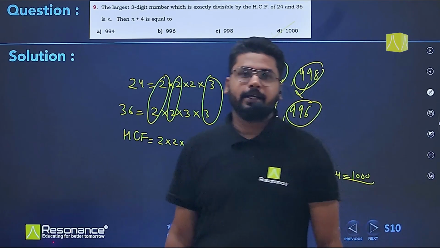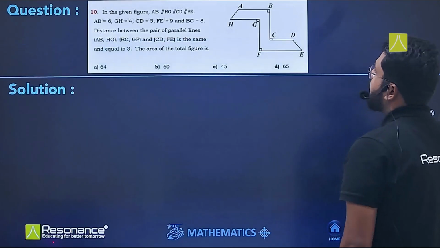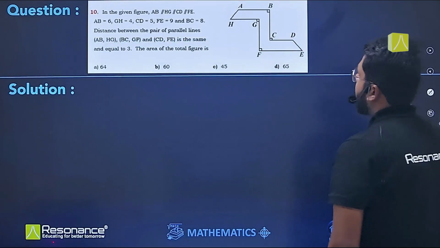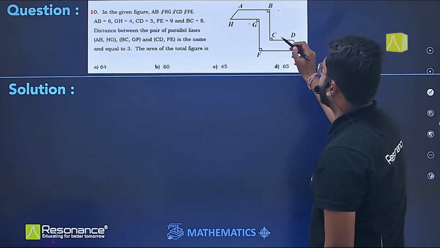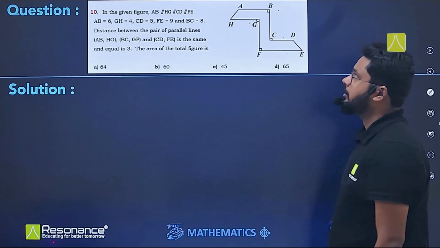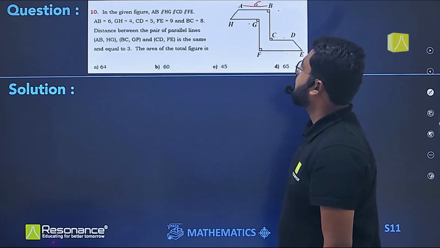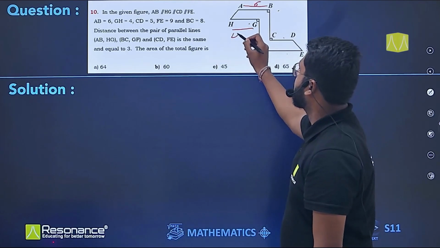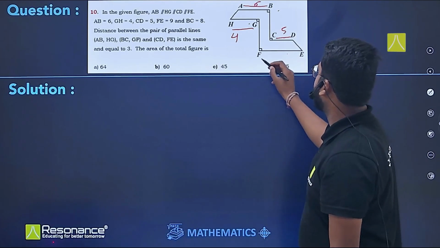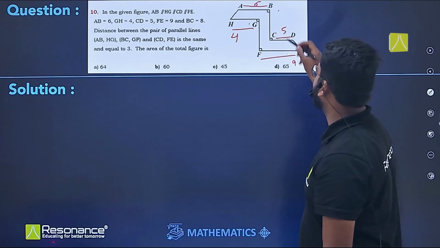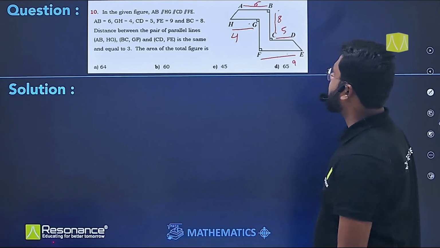Now next question is, in the given figure AB is parallel to HG, parallel to CD and parallel to FE. This means all four sides are parallel to each other. Now AB is equal to 6. This whole side is 6. GH is 4. CD is 5. FE is 9. And BC equals to 8.